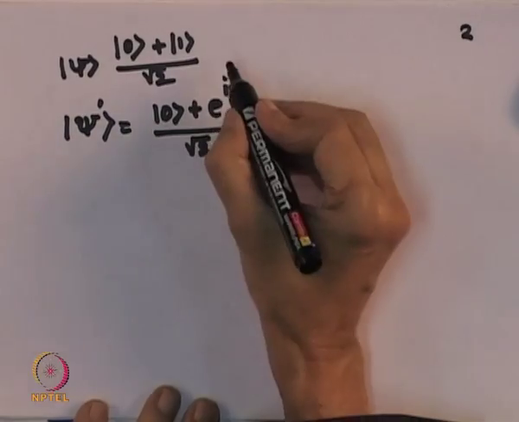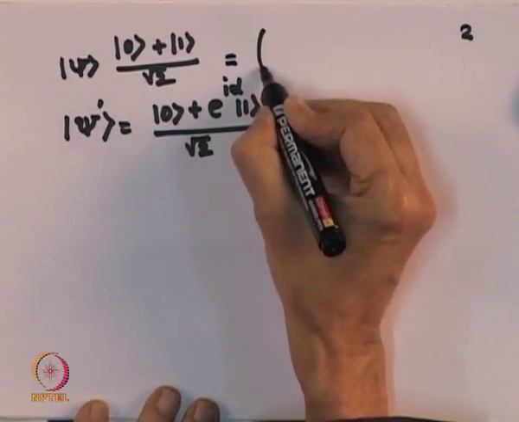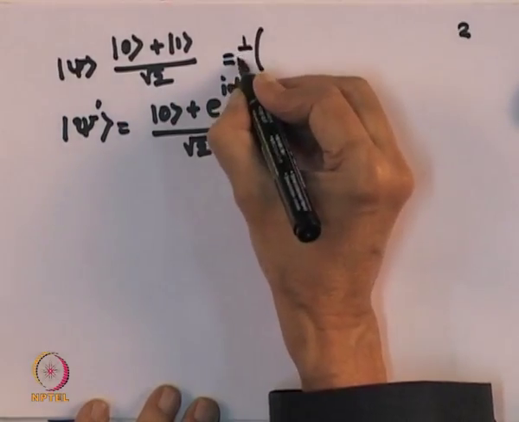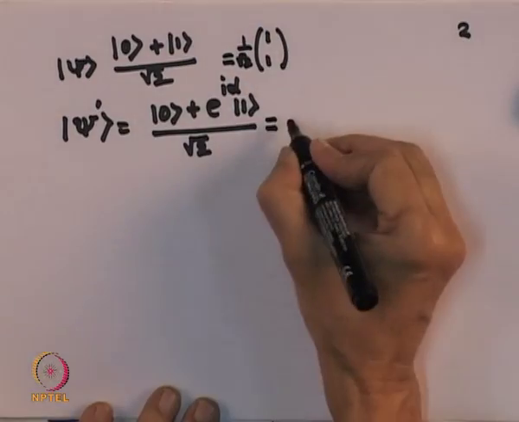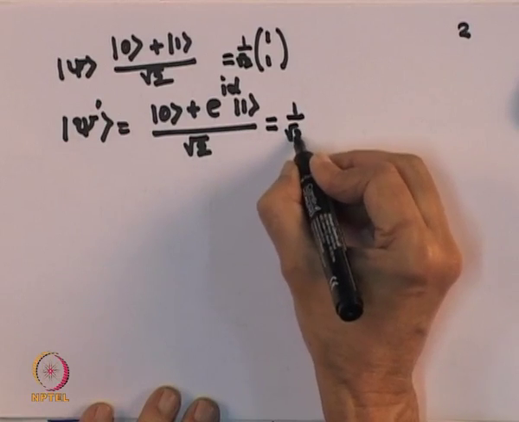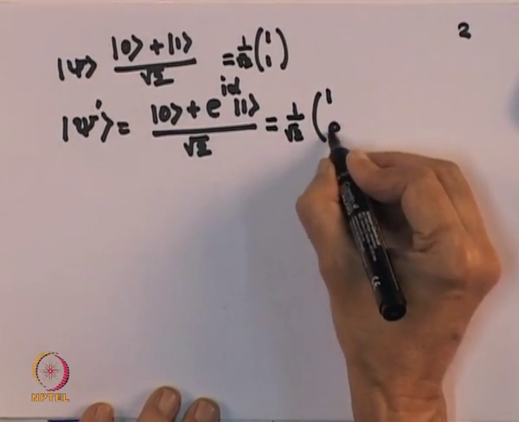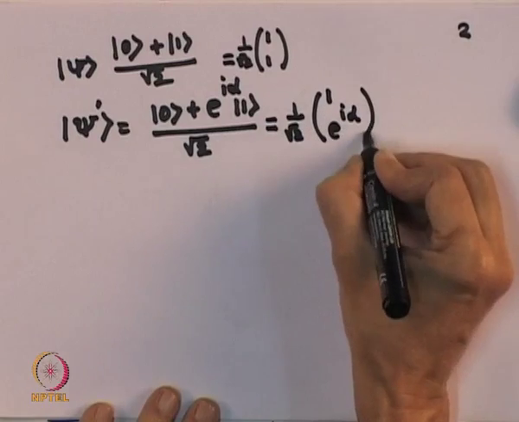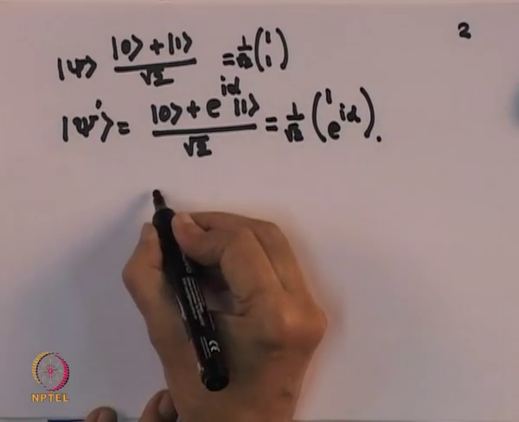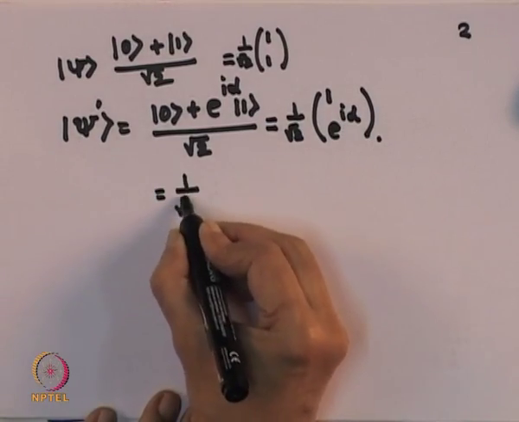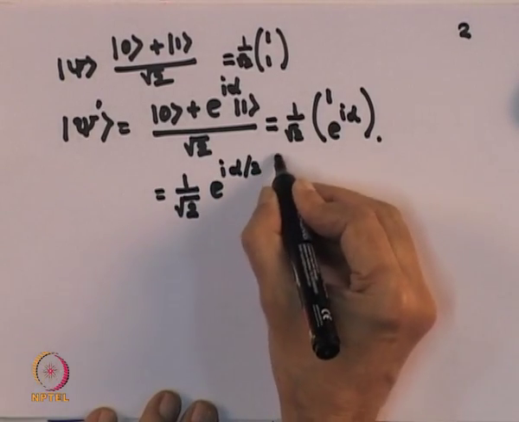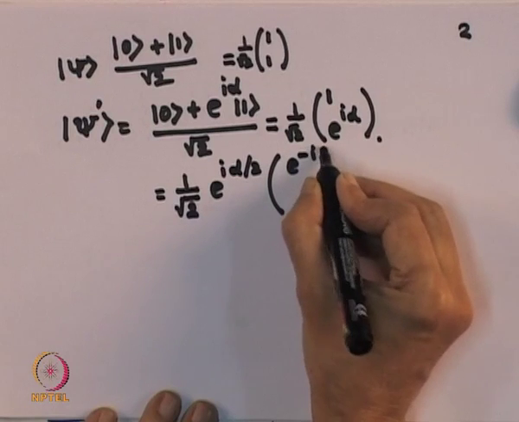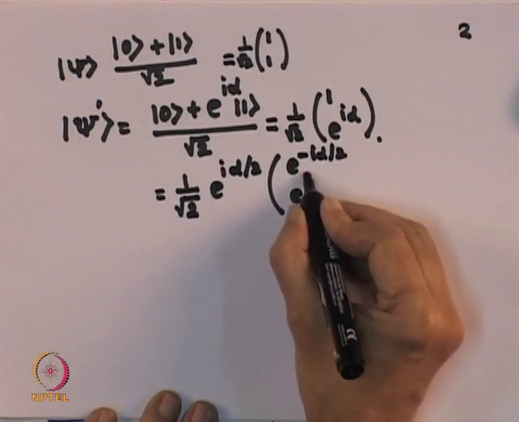But suppose instead I am going to measure the x component of the spin. So what actually happens is, let me write this down in terms of my matrix notation. Remember that this is 1 over square root of 2, 1, 1. But this one is 1 over square root of 2, 1 and e to the power i alpha, which by taking out a phase e to the power i alpha by 2, I can write as e to the power minus i alpha by 2 and e to the power i alpha by 2.